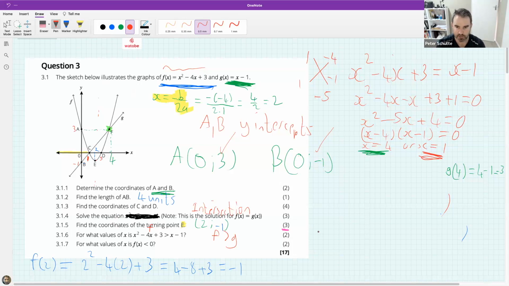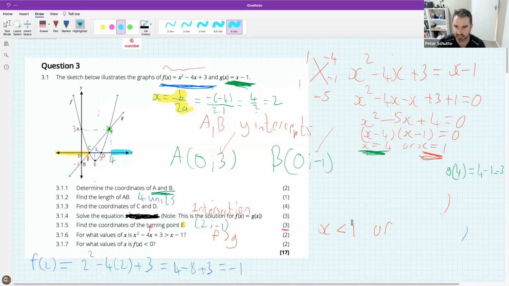Okay, so let's get back to 3.1.6. We know the value of c, so x must be less than 1. That is going to be the one part where this is true. The other part where this is going to be true is that part over there, because the moment you go past x is 4, the f is above g again. And so how are we going to write that down?